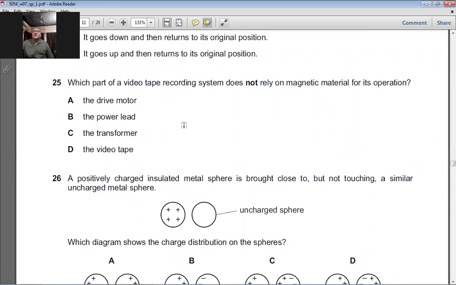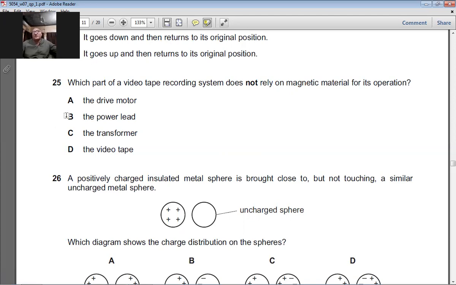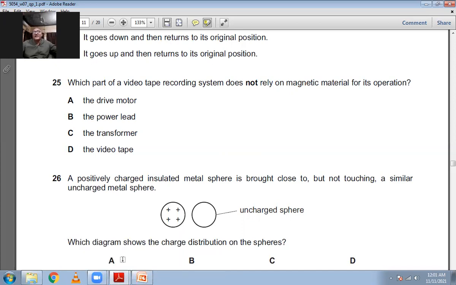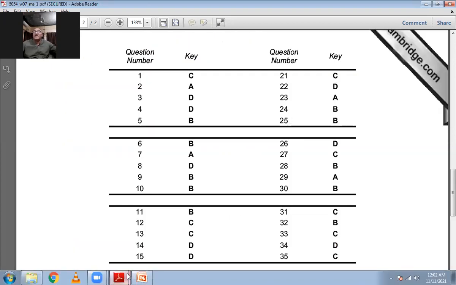Which part of our videotape recorder's system does not rely on magnetic material for its operation? A drive motor, it uses magnets. The power lead, it does not use magnets. The transformer uses magnetic material. Its core is made of soft iron, which is a magnetic material. The videotape is also made of magnetic material. So the only thing which is not made of magnetic material is the power lead. Its cover is plastic and its inner portion is made of copper. So I think B. Let me check first. Question number 25, B is the right one.